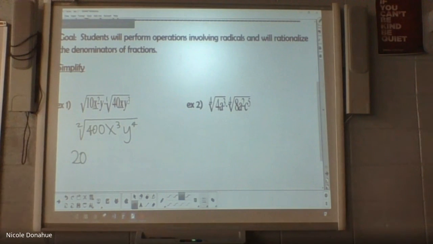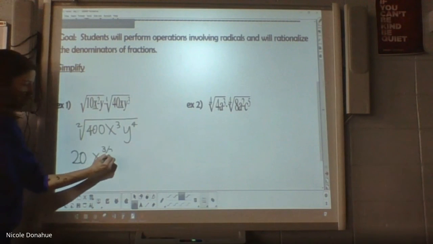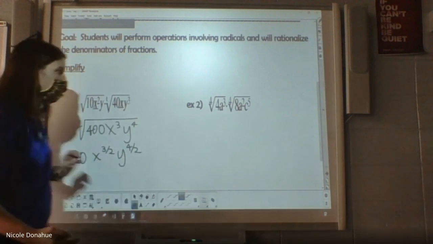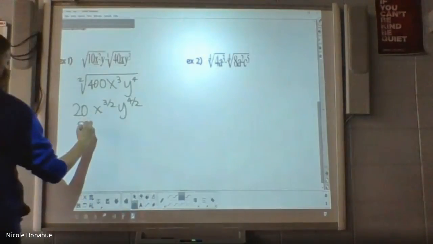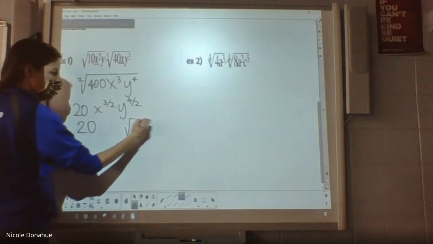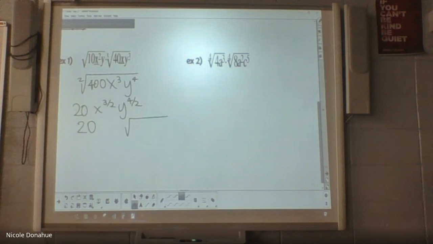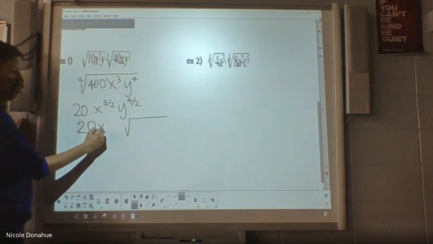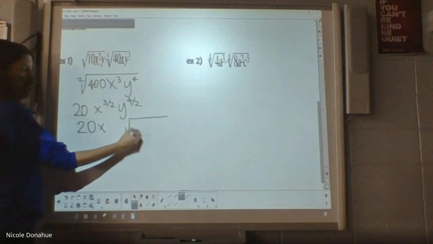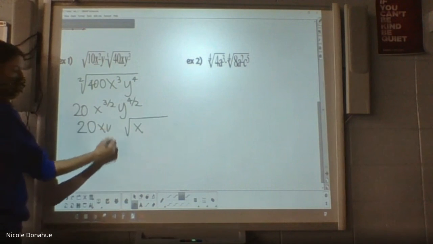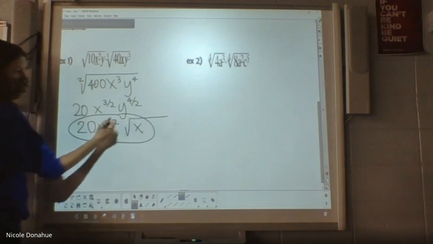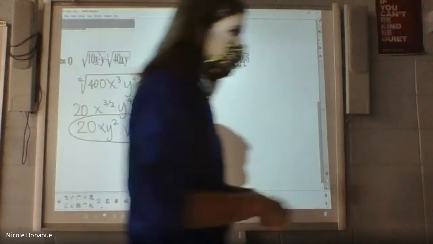All right. Then we have x to the 3 halves and y to the 4 halves. So we have 20 on the outside. Inside my square root, I'm going to simplify the x 3 halves. 2 goes into 3 once. And then what's left inside? 1, just a single x, x to the first. 2 goes into 4 twice. Is there a remainder? No. That's it. That was a good one.